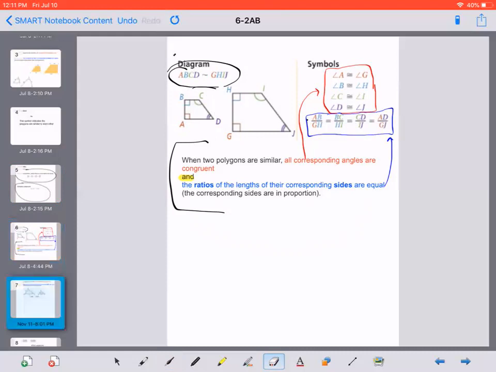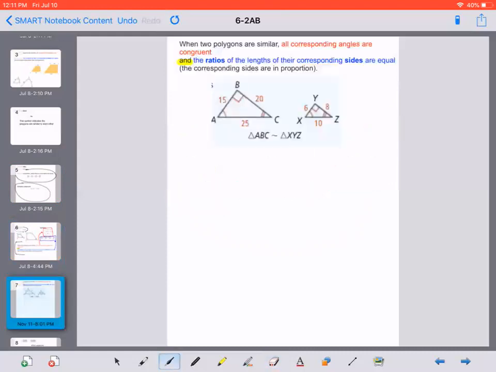So I want to model how you would do it in a case like this. What would you do if you're given this similarity statement? Well, we know everything lines up, and we can also see from the scratch marks that angle A is congruent to angle X, B is congruent to Y, angle C is congruent to angle Z, to qualify that all corresponding angles are congruent. Also the ratios, how will we know who to line up? Well, we could just go from the similarity statement.